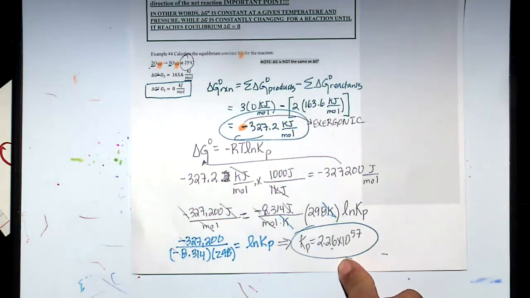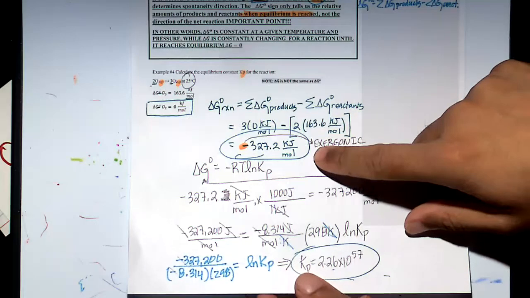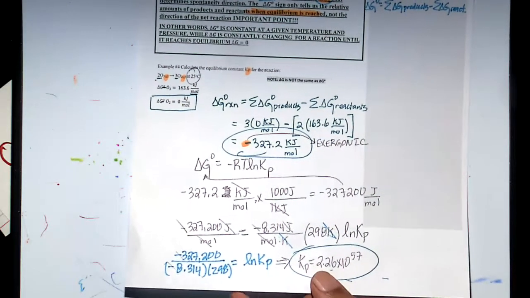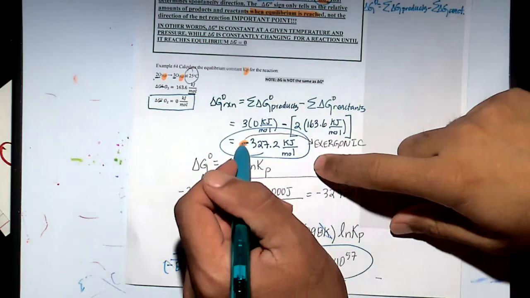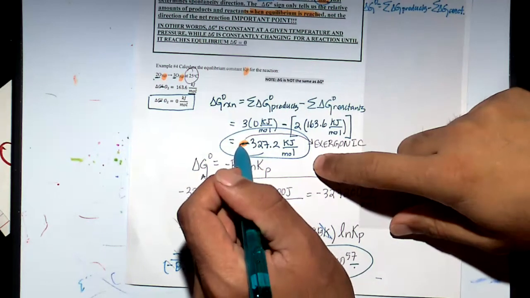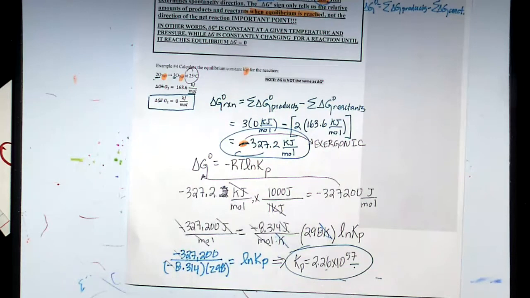A K that's so large, remember $1 million, are you moving forward in life or? This is moving forward as a reaction, and the negative delta G also should tell you that it's moving forward as a reaction. So the minus sign here, the huge number here for K, the exergonic delta G should tell you one thing. They corroborate with one another. The reaction favors the product side.